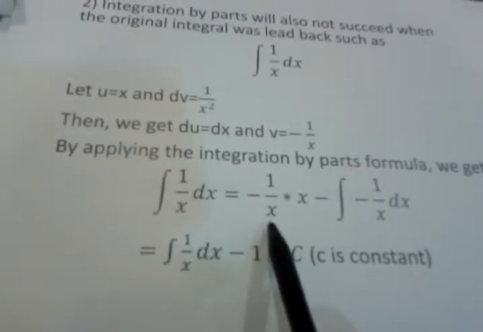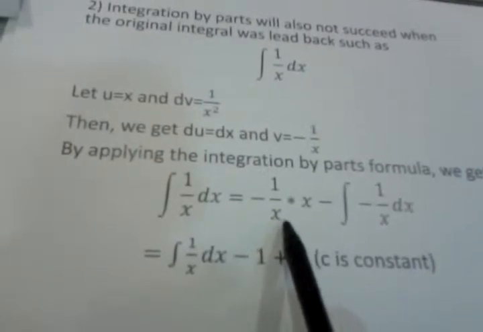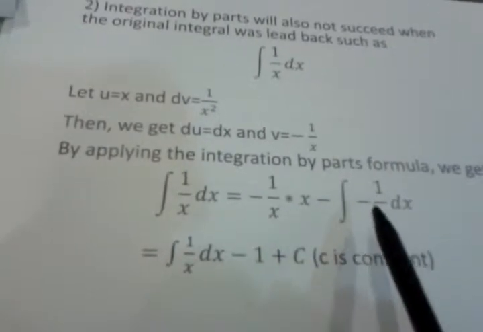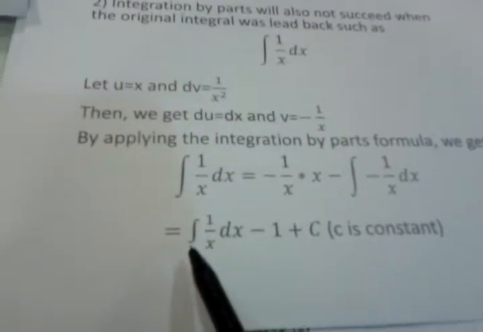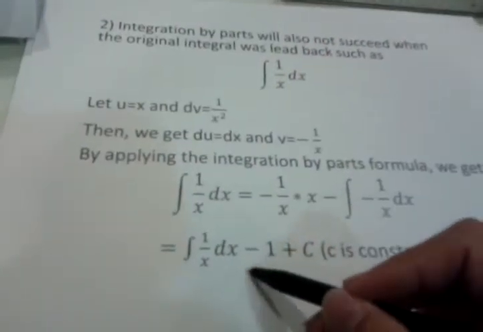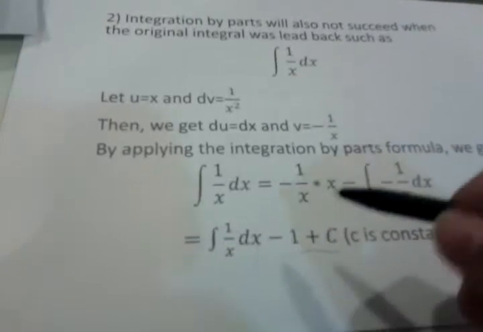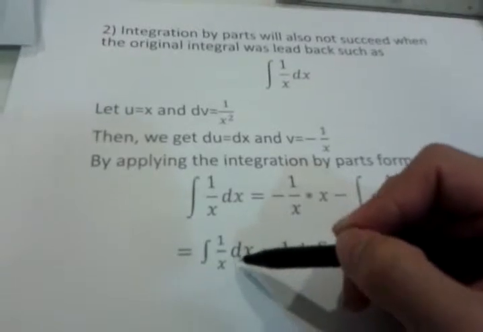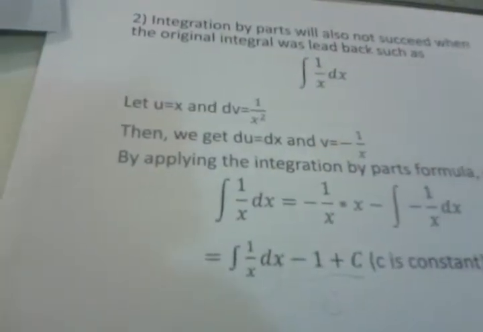This is uv minus v du. Okay, then at the end we will get this. It is the same. So this and this are the same, and this is considered C. So until the end we will get the same original integral and it fails. So sometimes integration by parts will not succeed.